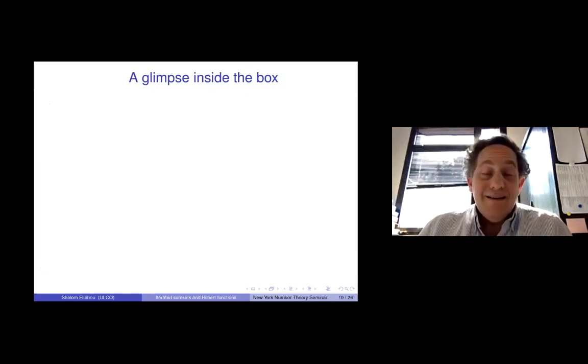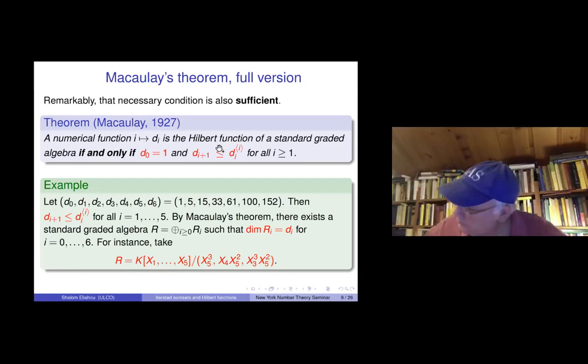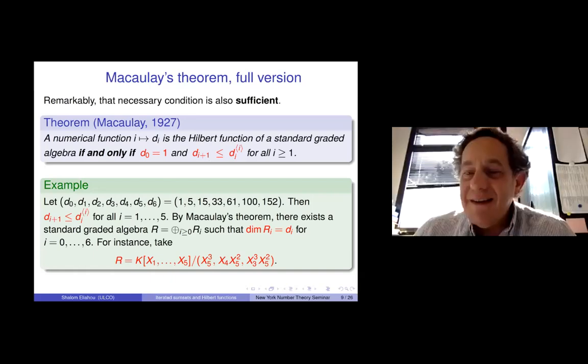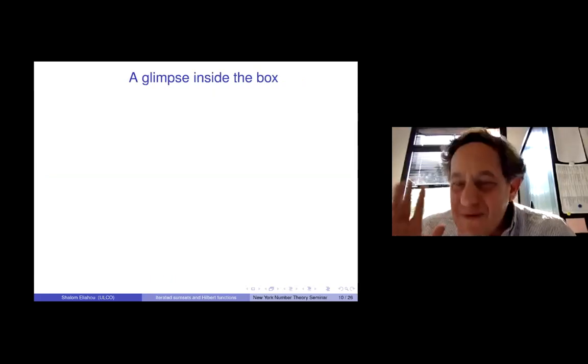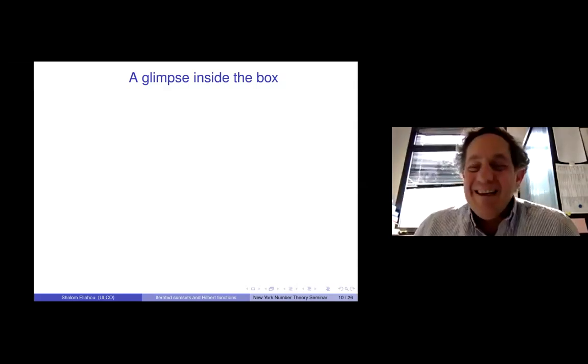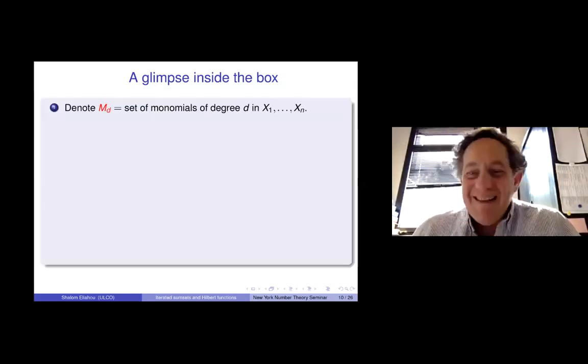So yeah, let me go back. In fact, in this talk, we use Macaulay's theorem as a black box, but especially for you, Mel, because of an earlier mail, let me give you a glimpse into the black box. Thank you. You're welcome.